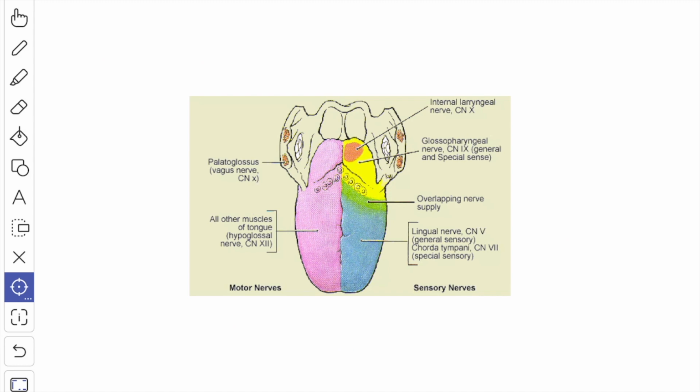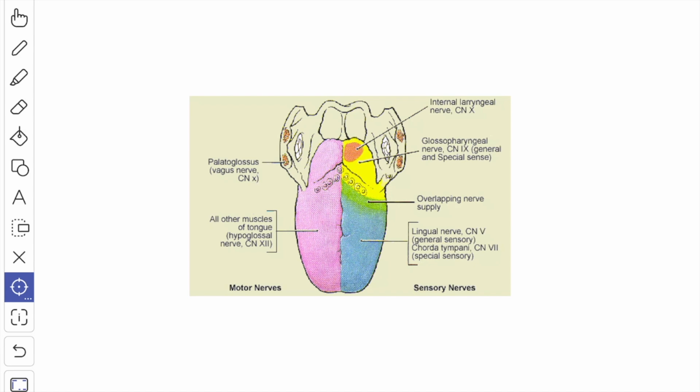Next we'll see about the sensory supply. First we'll see about the anterior two-third. The general sensation from the anterior two-third is carried by the lingual nerve, and the special sensation for taste, except the circumvallate papillae, is carried by the chorda tympani nerve.